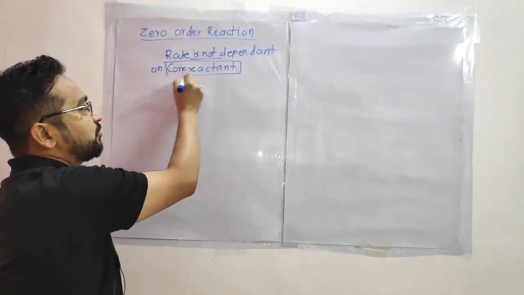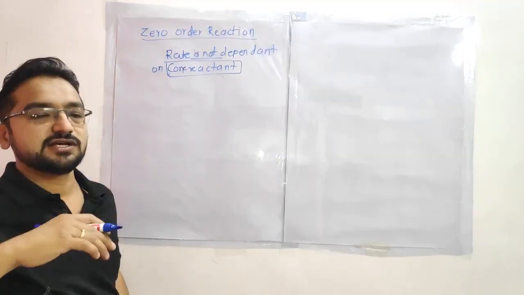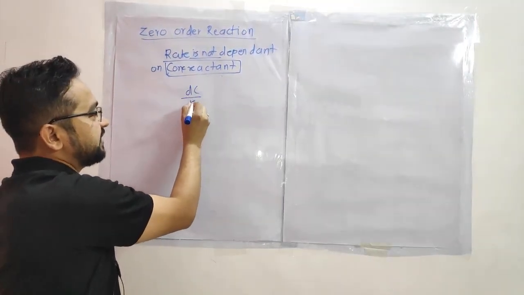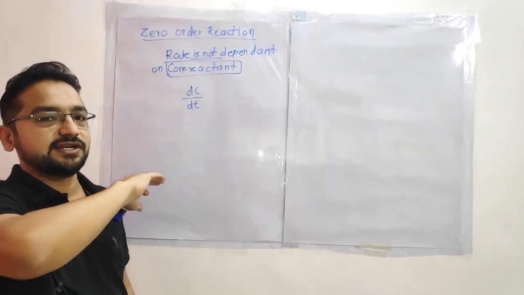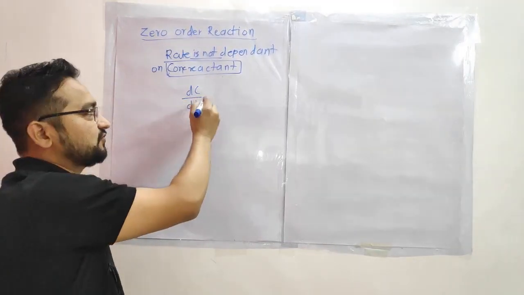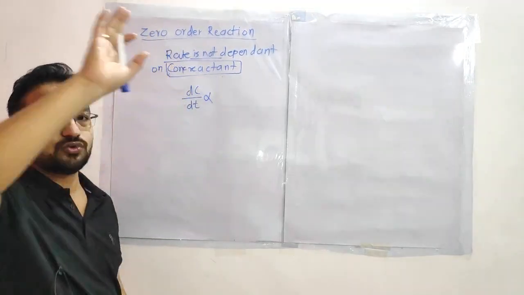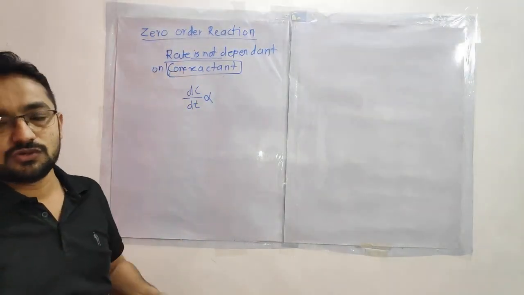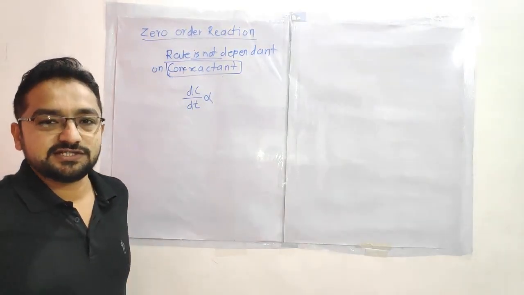To prepare any product, reactants are very important. So how are you going to write this down? dC/dt is nothing but the rate. So the rate, or change of concentration, is not proportional to the concentration of any of the reactants. So what are the examples of this kind of reaction?